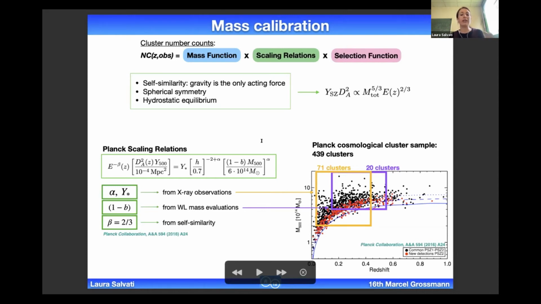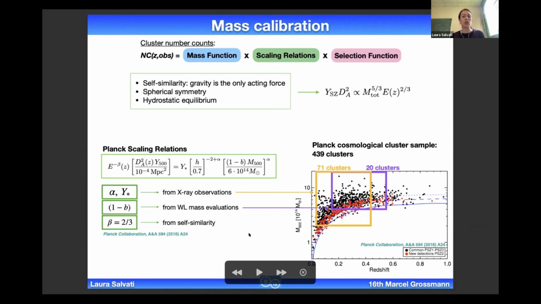Now, if we go into details on what has been done inside the Planck collaboration, this is the actual scaling relation between the Y500 and M500. 500 means that we are considering clusters as objects inside a radius that contains 500 times the critical density. So we need to calibrate the scaling relation for the cosmological analysis. And now in practice, calibrate means obtaining constraints on these parameters here: beta, Y star, alpha, and 1 minus B.